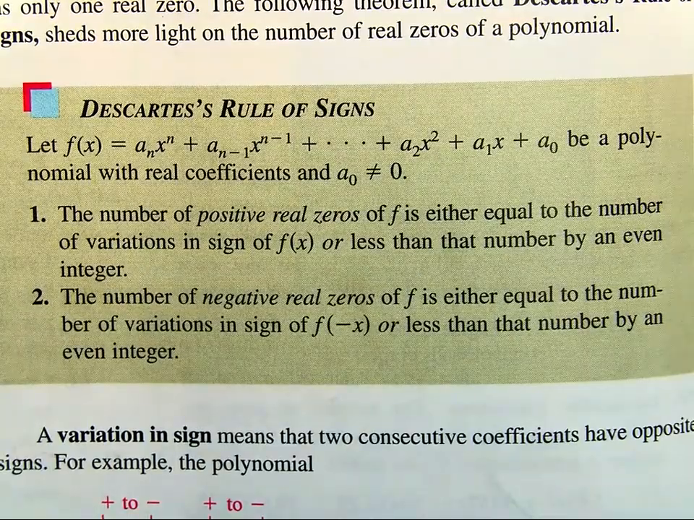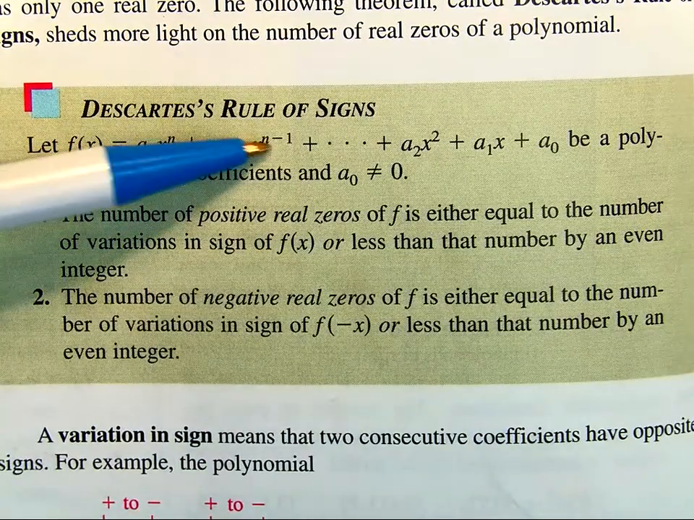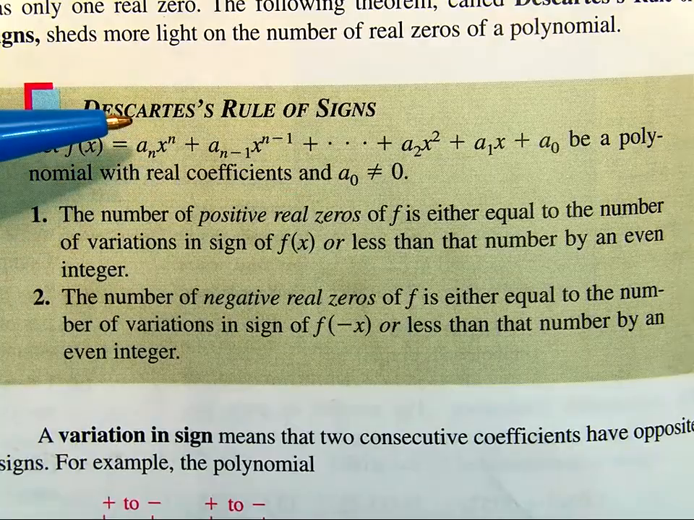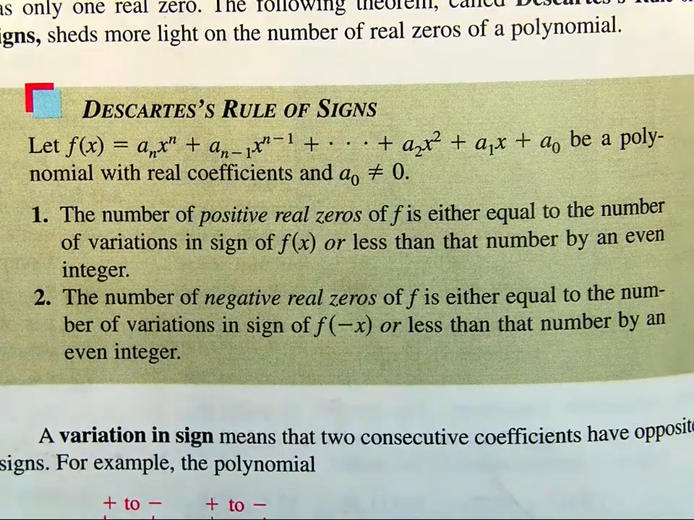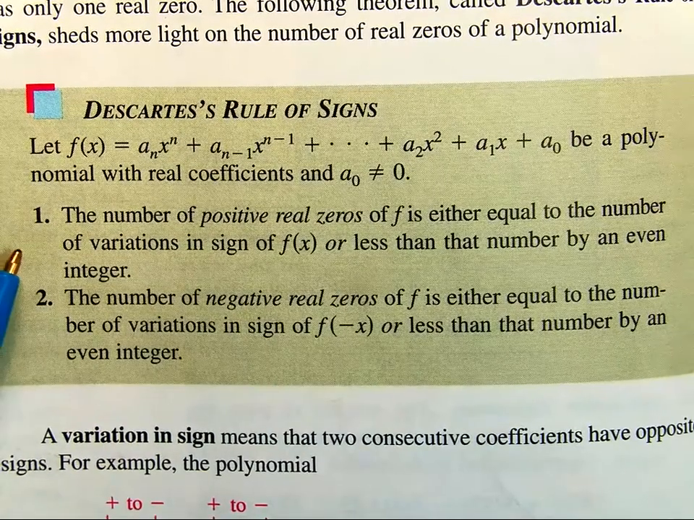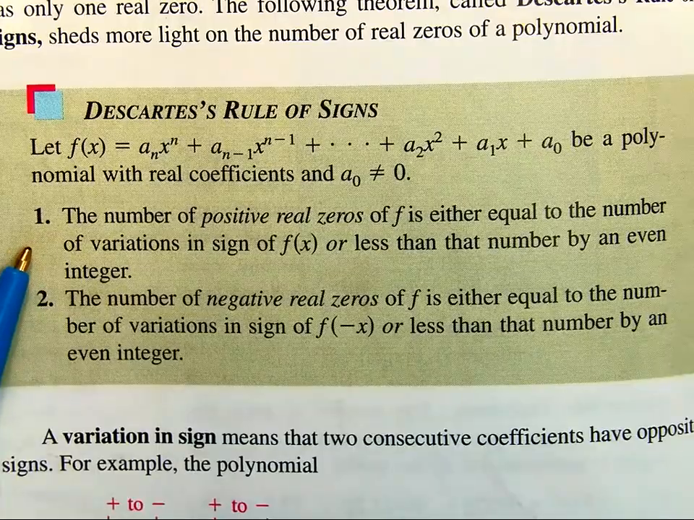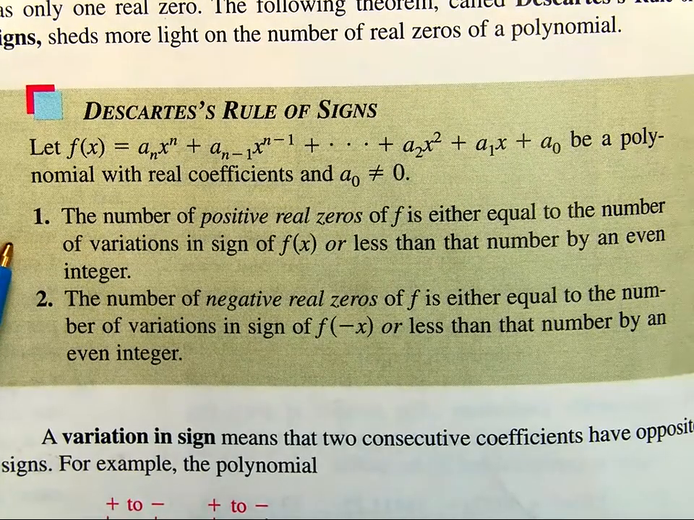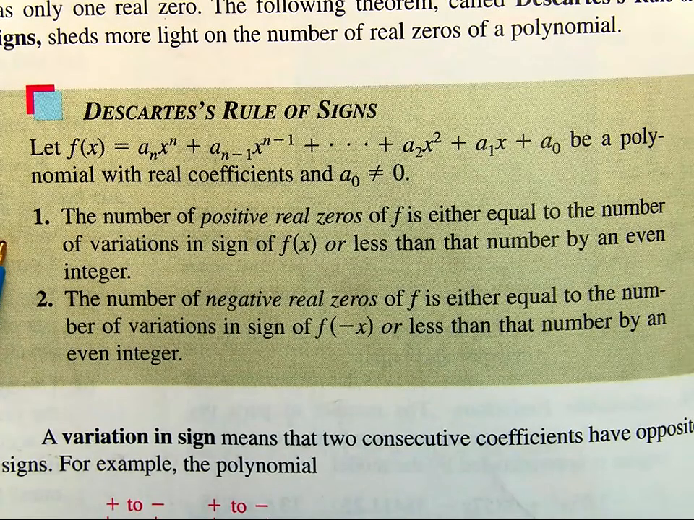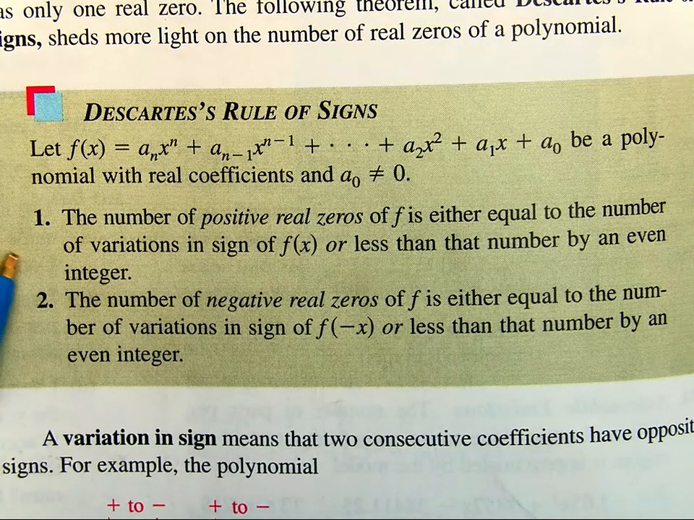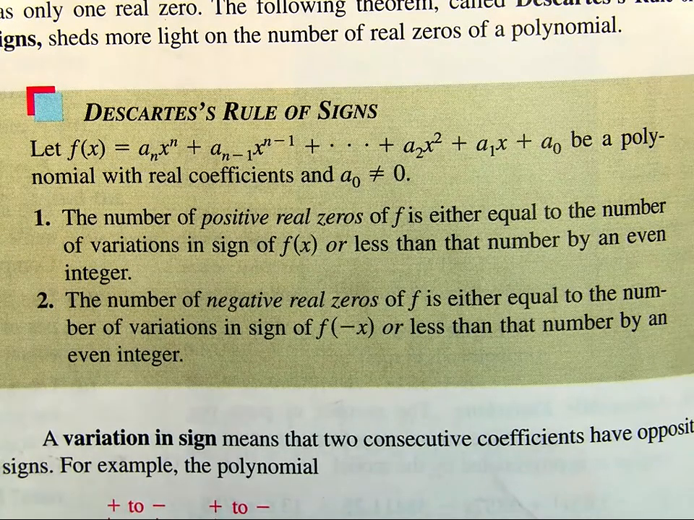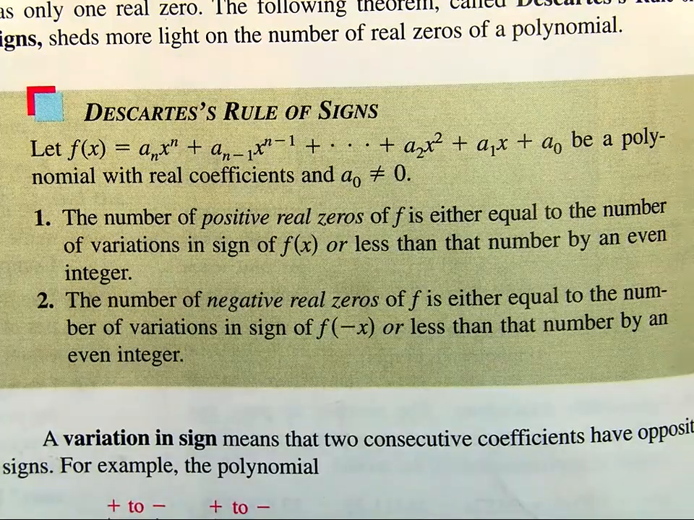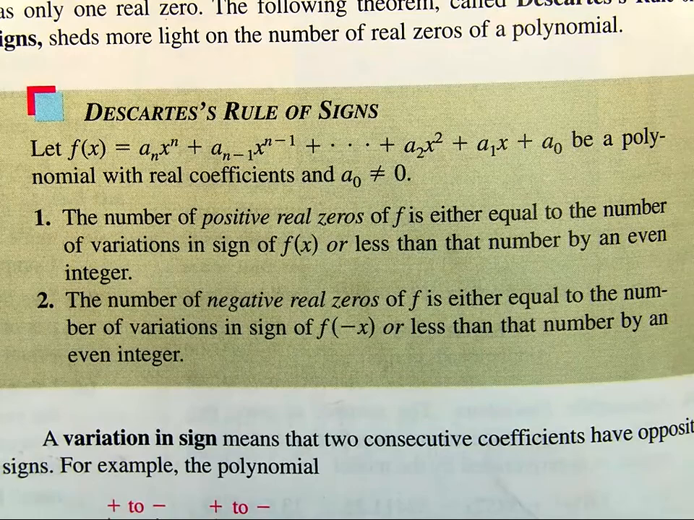So it says, let f of x be, and here's our polynomial. So all it's saying is it's going to start at some degree, okay, and it's got coefficients, okay? And right here, number 1, the number of positive real zeros. So these are numbers I can actually see on the x-axis of f is either equal to the number of variations in sign of f of x or less than that number by an even integer. And for right now, just write down what it says, and we'll go through an example, and I think that ending part will make more sense.